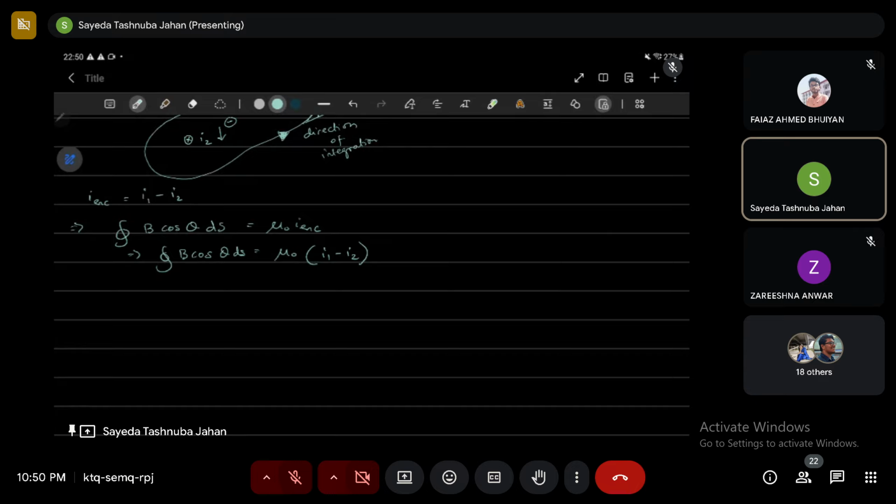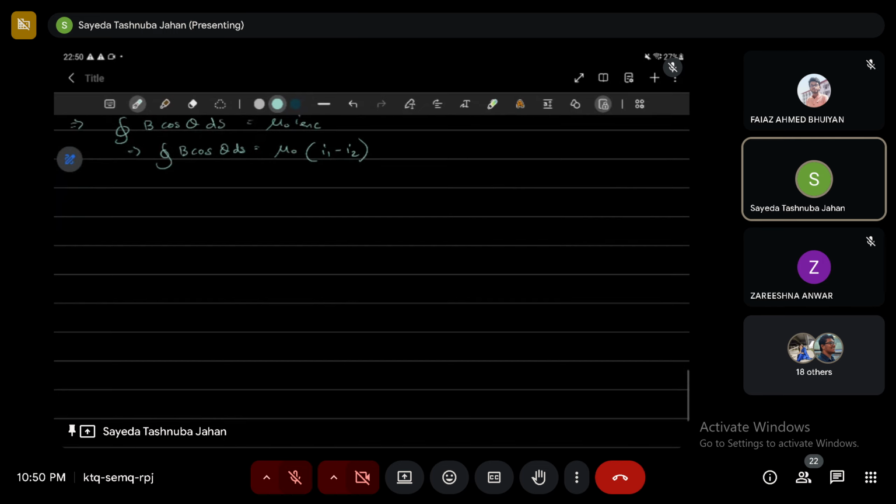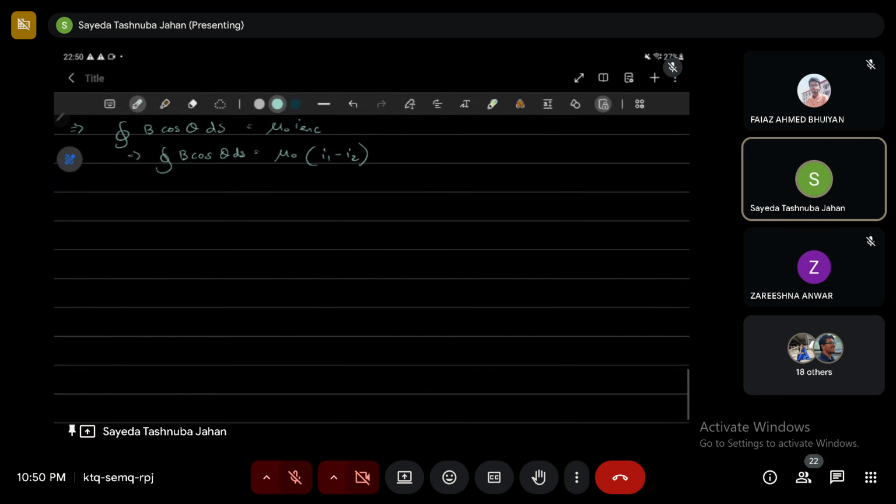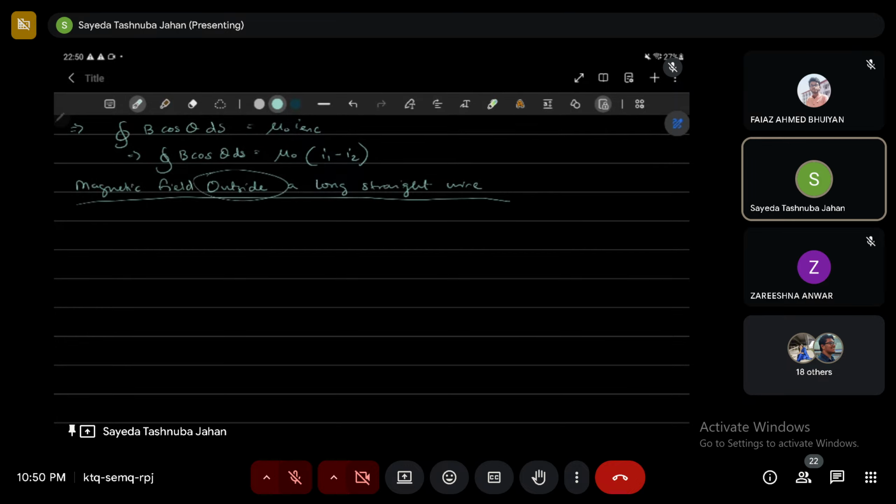And this is basically your Ampere's law, and that is how we're going to use the Amperian loop and Ampere's law in general to find the magnetic field. So now let's find the magnetic field, actually, how to calculate it. So first, we're going to find the magnetic field outside a long straight wire. And the key point is outside.